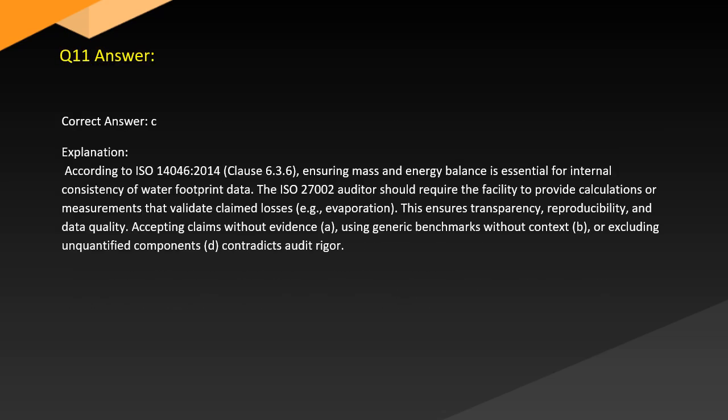Answer. Correct answer: C. Explanation. According to ISO 14046:2014 Clause 6.3.6, ensuring mass and energy balance is essential for internal consistency of water footprint data. The ISO 27002 auditor should require the facility to provide calculations or measurements that validate claimed losses, e.g. evaporation. This ensures transparency, reproducibility, and data quality. Claims without evidence (A), using generic benchmarks without context (B), or excluding unquantified components (D) contradicts audit rigor.